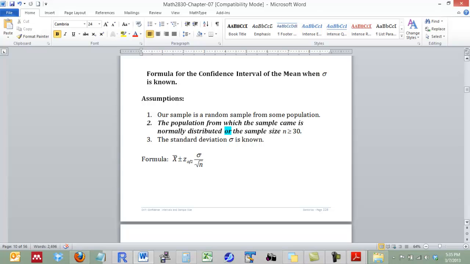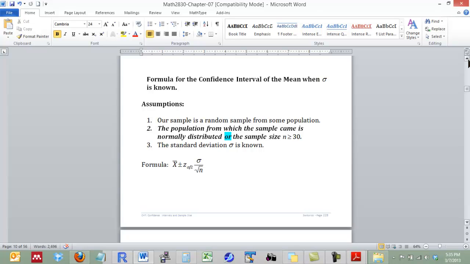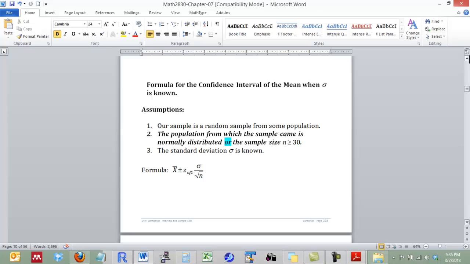The assumptions that we're going to have. Right, so if you are constructing a confidence interval for your mean, and you're assuming that sigma is known, first we're going to assume we have a random sample. That's always going to be our assumption when we're trying to make some kind of an inference. Then we either assume that we have a sample from a normally distributed population, or we have enough of a sample, so sample size is 30 or above. And then again, our sigma is known.